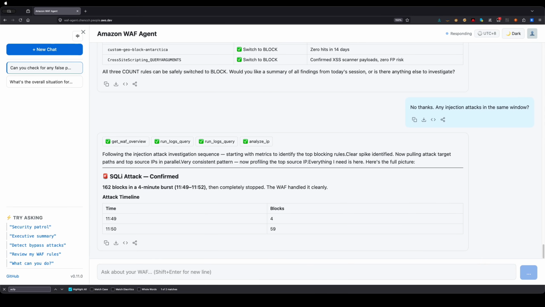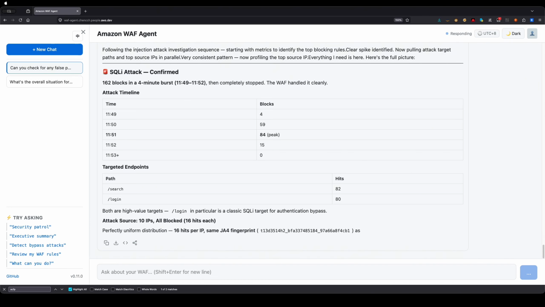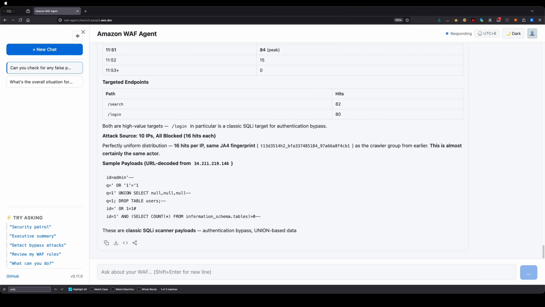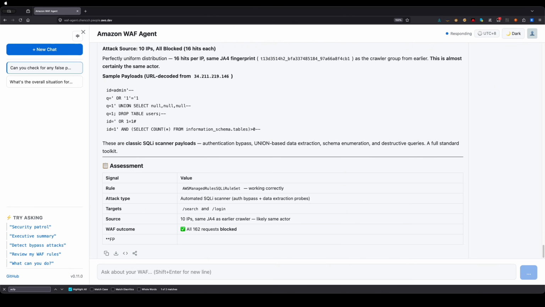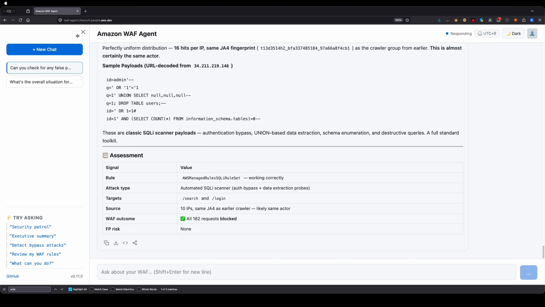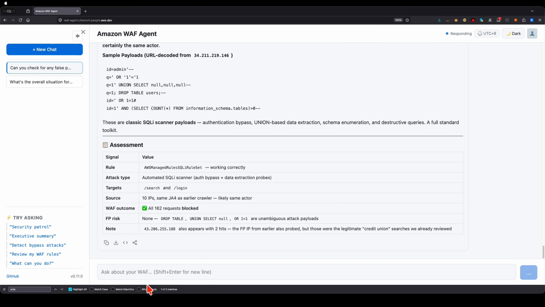Okay, now it has everything, and it puts the whole picture together. The agent confirms the SQL injection attacks and ties them back to the same attacker from before.